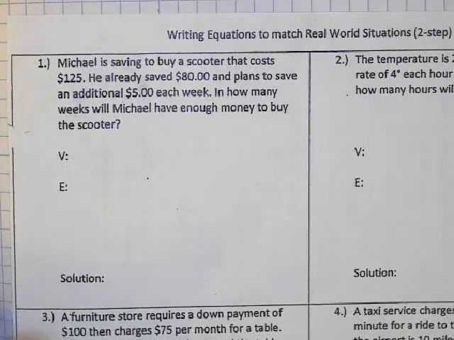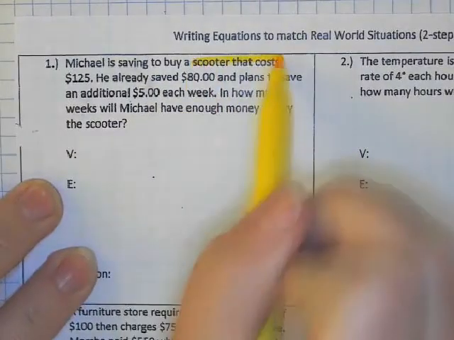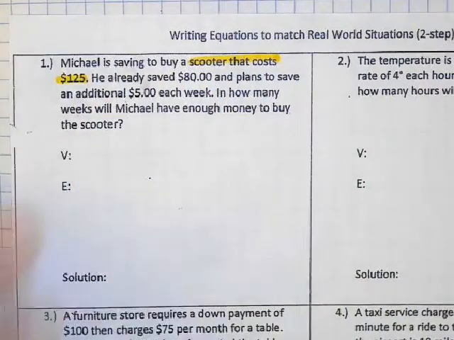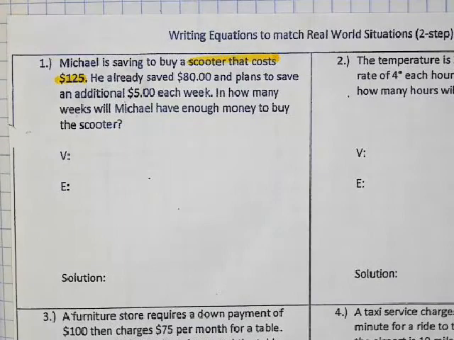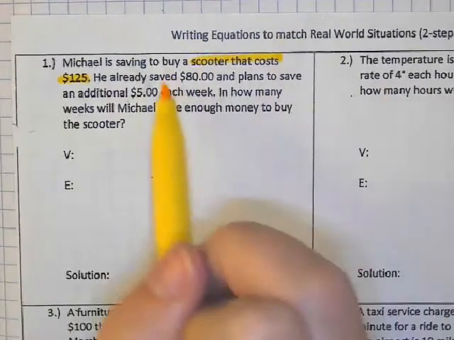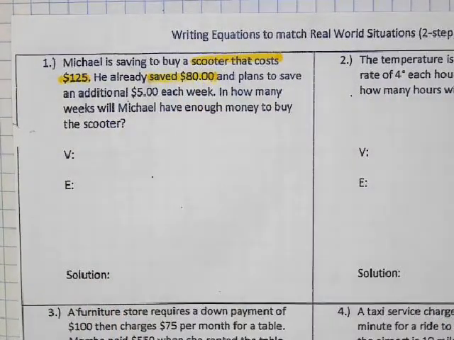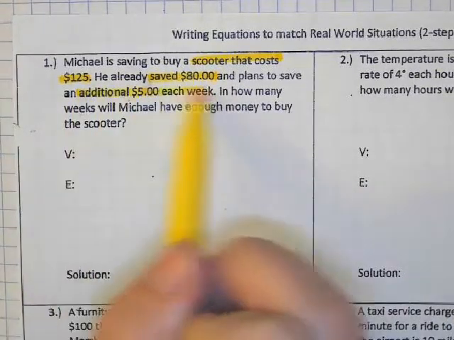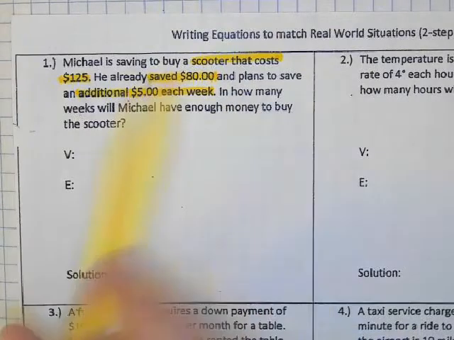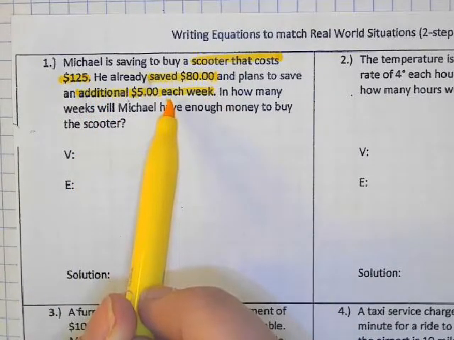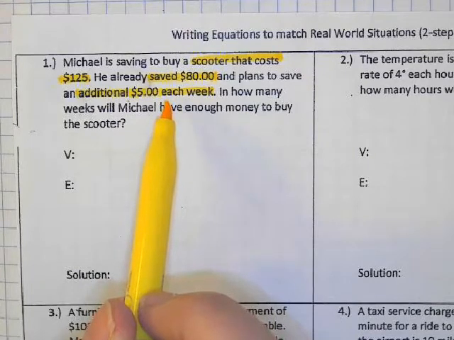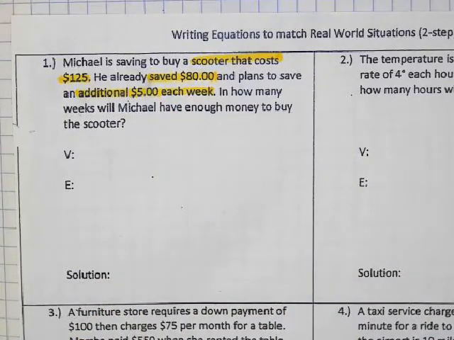Looking at this, I know that the scooter costs $125. That's the total. Knowing that Michael has already saved $80, that's what I'm going to start with. And he plans to save an additional $5 each week. Additional tells me I'm going to add. Each is a keyword to multiply. Remember these things.